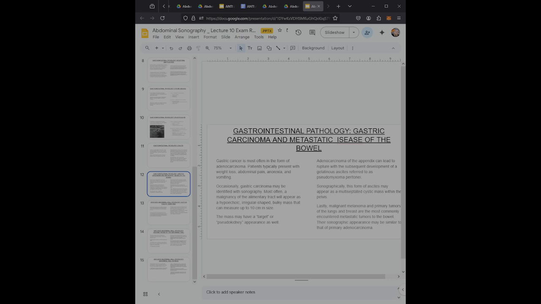Gastric cancers are the most common malignant tumors of the bowel. The most common form we see is the adenocarcinoma, where patients typically present with weight loss, abdominal pain, anorexia, and vomiting. At sonography, we see a hypoechoic irregular-shaped bulky mass within the bowel.